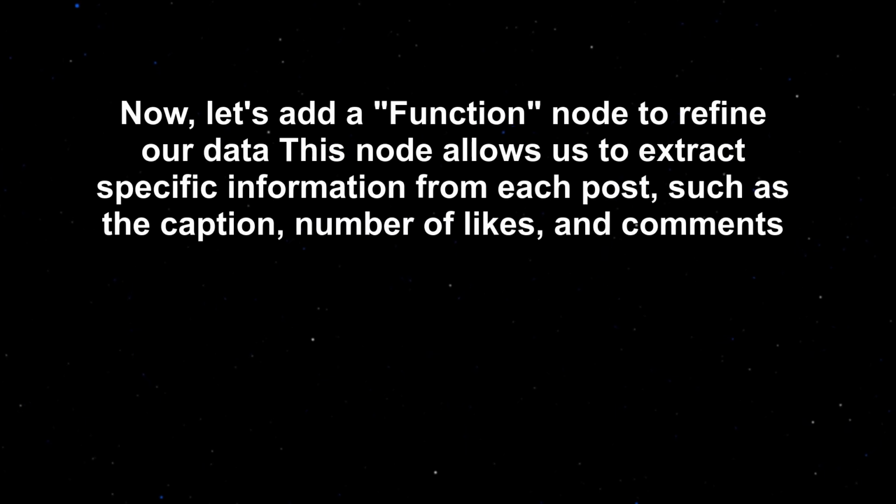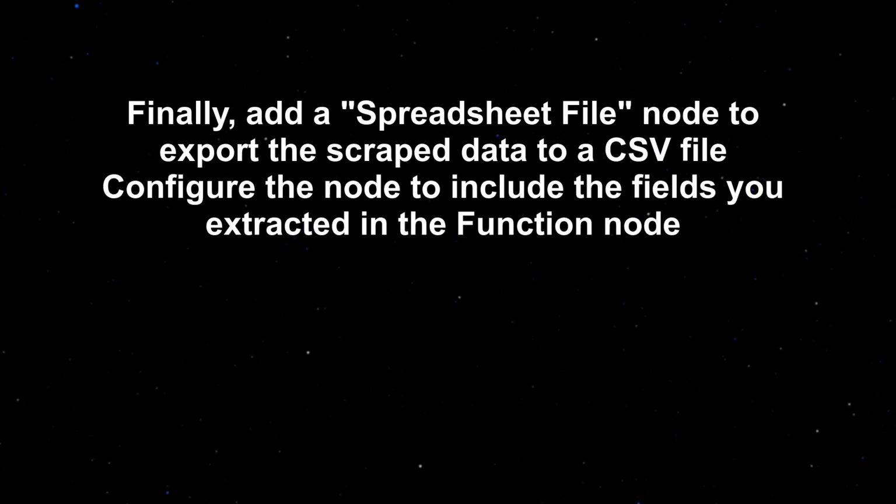Now, let's add a function node to refine our data. This node allows us to extract specific information from each post, such as the caption, number of likes, and comments. Finally, add a spreadsheet file node to export the scraped data to a CSV file. Configure the node to include the fields you extracted in the function node.